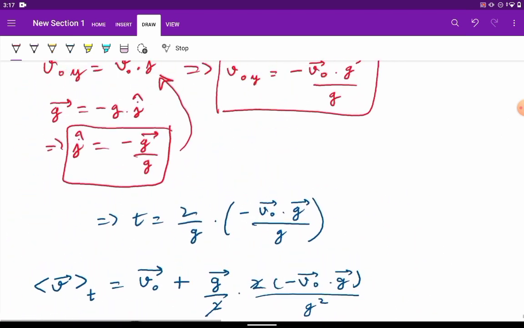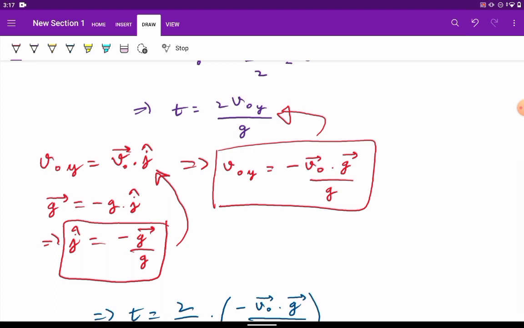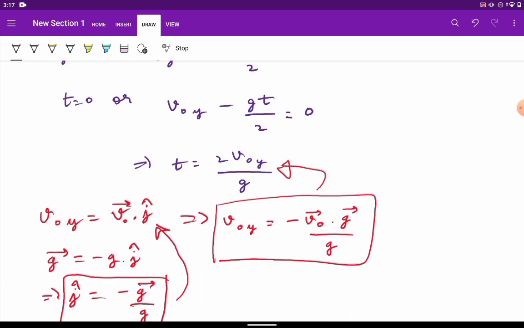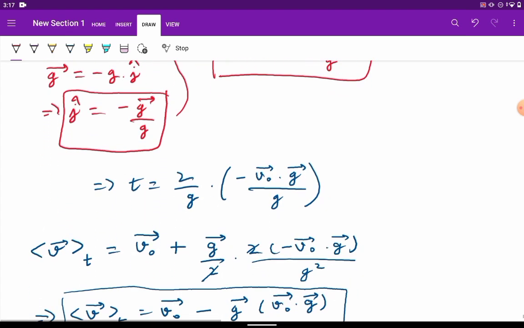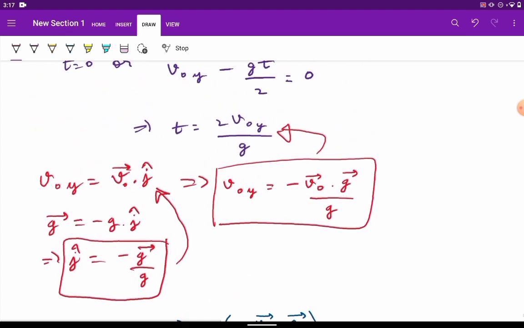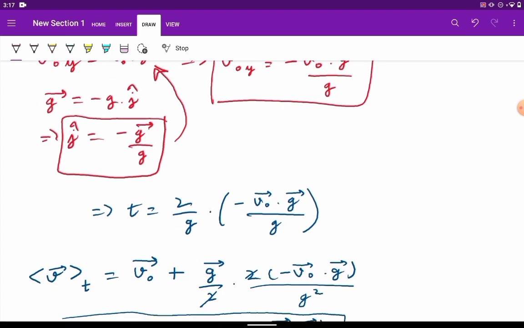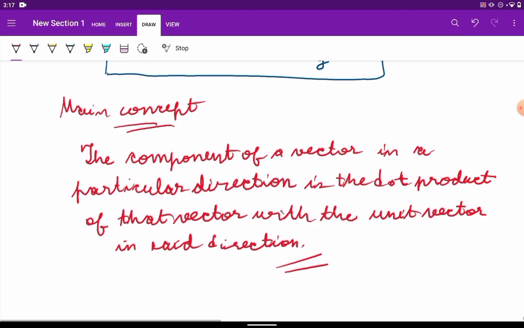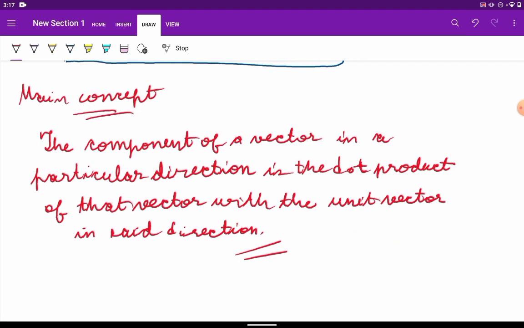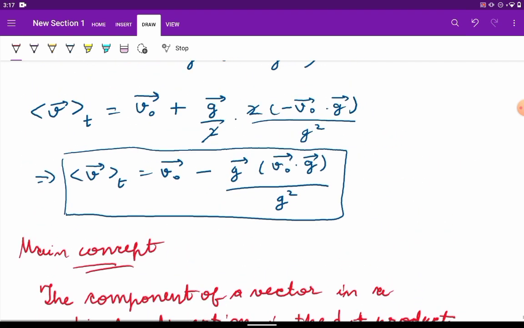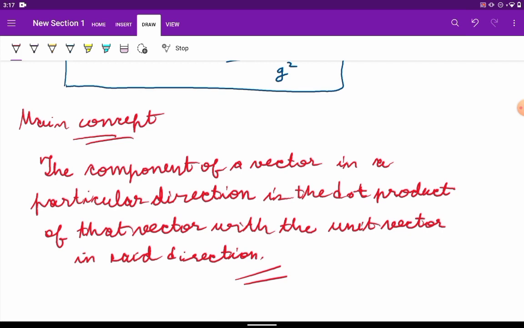Because the first two parts are pretty easy, pretty trivial, but the second part of the second part, however you may call it, that is the average velocity vector for the whole time of motion. So writing the time in terms of the initial velocity vector and the acceleration vector might seem a bit challenging, but if you get this main concept, then it's very easy to handle.